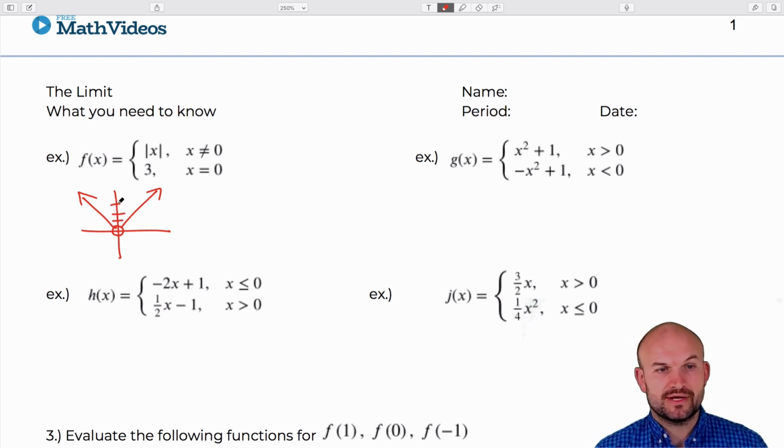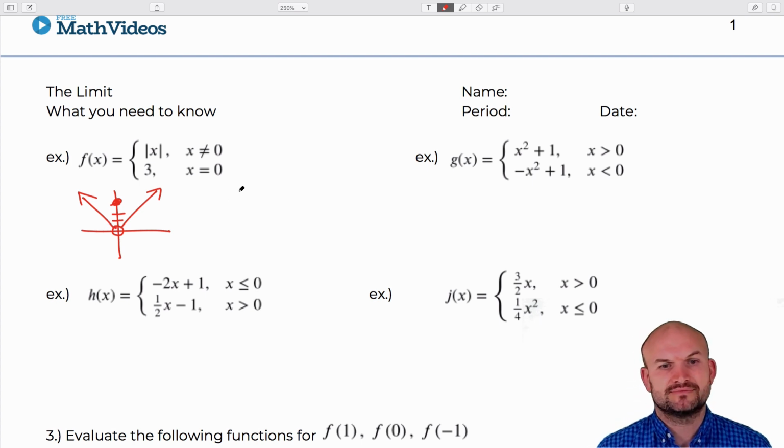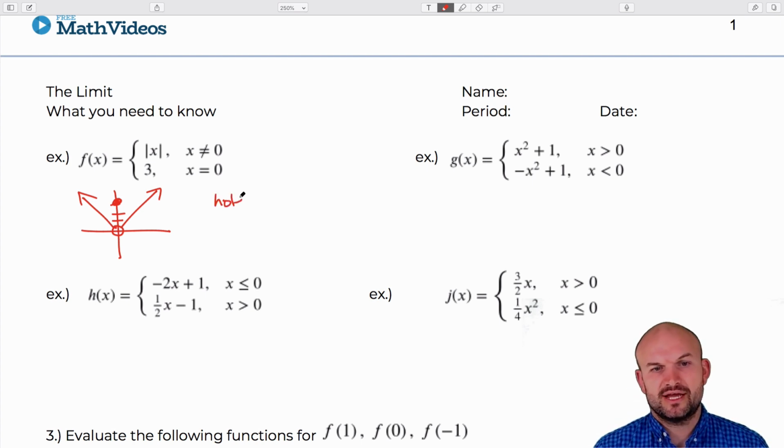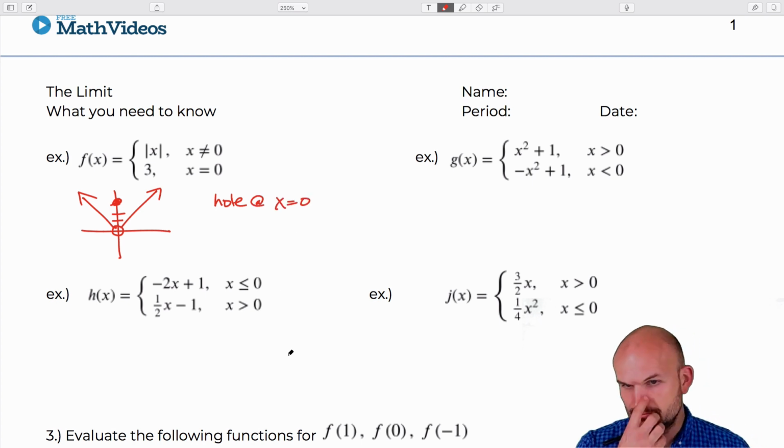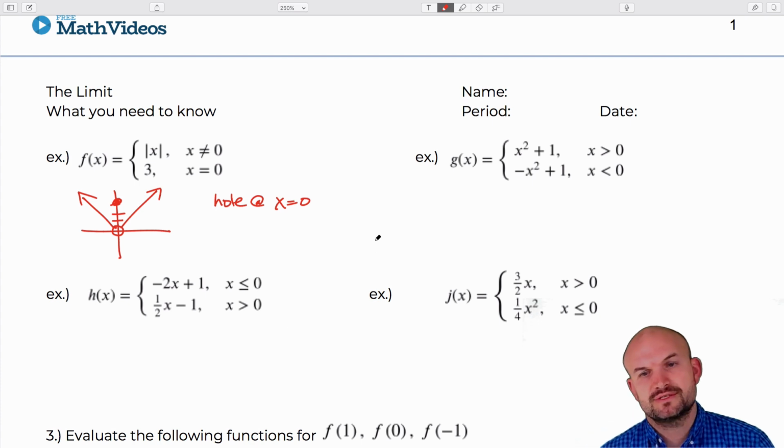So 1, 2, 3. All right, now again, even though the function is defined at 0 at 3, there's still going to be a hole, right? There's still a discontinuity there. There's still an undefined value at x equals 0. So we're just going to say there is still a hole at x equals 0. And there's just going to be another value that also includes it based on the rule of the piecewise functions.